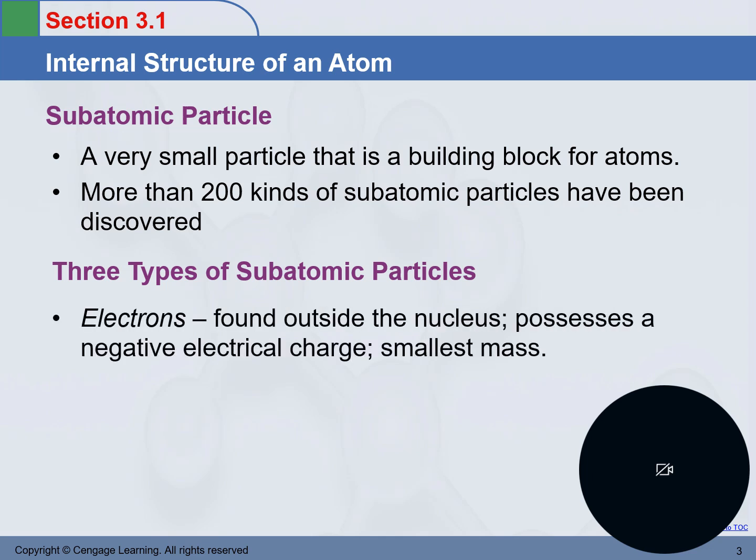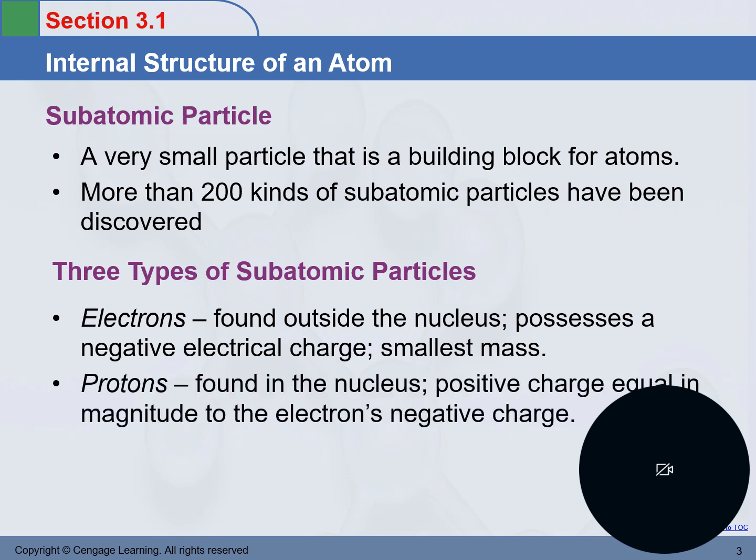Those being the electrons, which was discovered by J.J. Thomson, which are found outside the nucleus and possess a negative charge, and they have the lightest mass of all the subatomic particles that we're going to look at. We have the protons, which are found in the nucleus. They are found to have a positive charge. They're equal and opposite the charge of an electron.